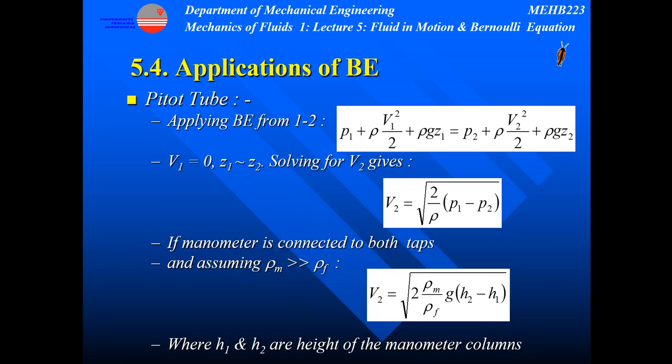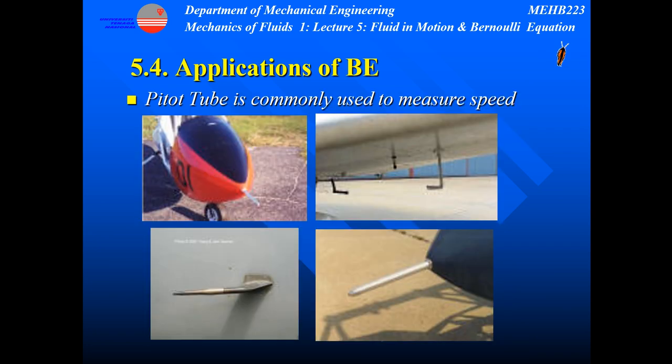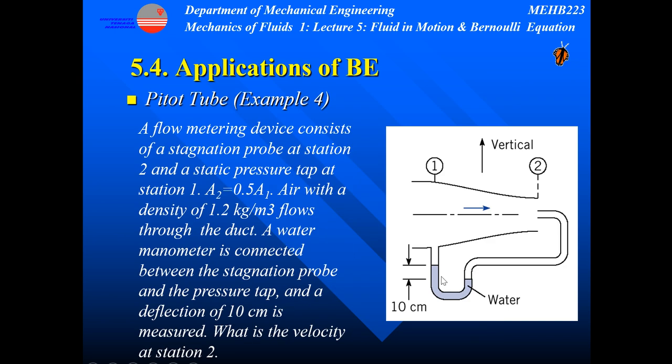So later we will do the example on a pitot tube. Pitot tube is commonly used to measure speed or velocity. You can see here, this is the pitot tube attached on the wing of the airplane. Okay, so we can do an example now.